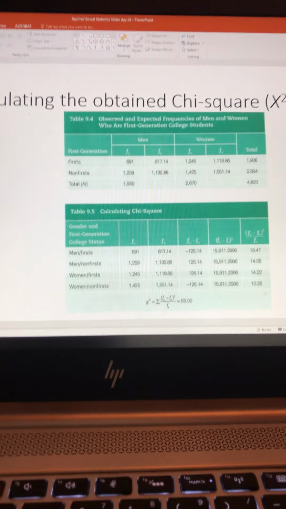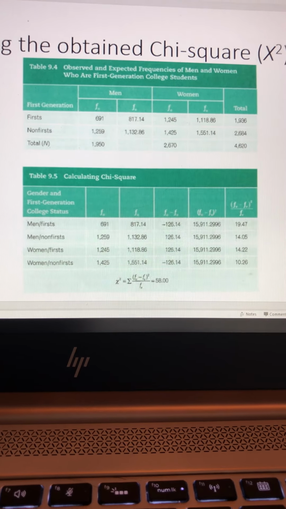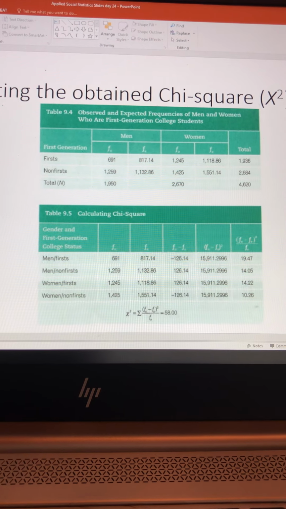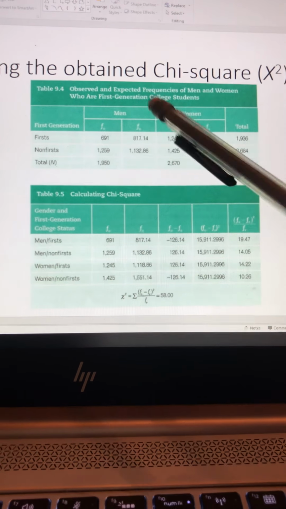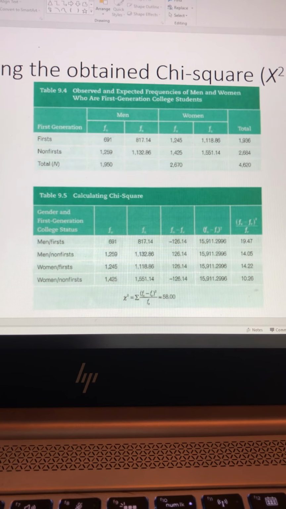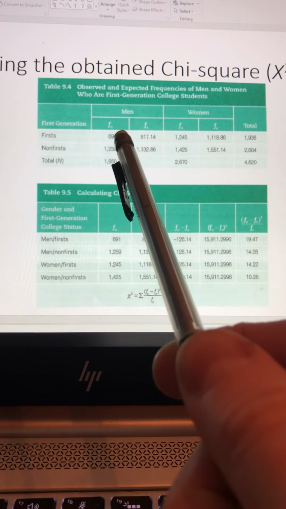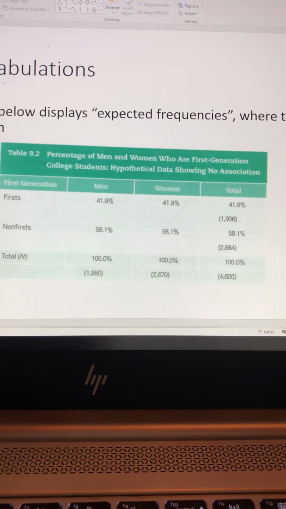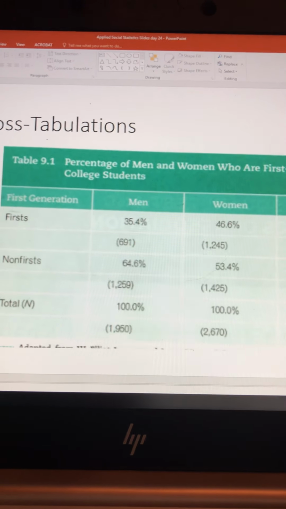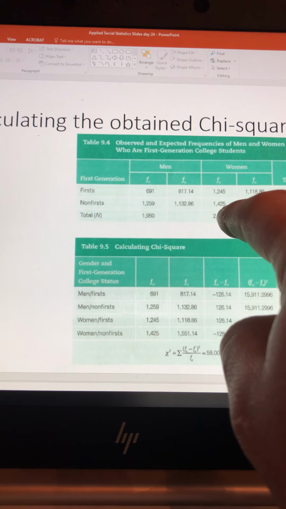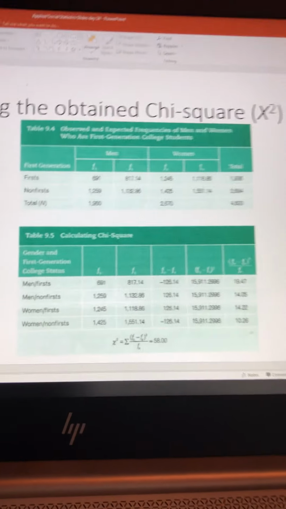Okay, so let's put this up on the screen. Again, this is from your book. So hopefully, if you have questions, you can see it worked out in the book as well. Okay, so take a look here. So here's men and women in terms of observed, expected, observed, expected, okay? So we observed 691 men who were first generation and 1259 men who were non-first. And that came right from here, 691, 1259, that's the observed. Same thing with the observed for women, 1245 first, 1425 non-first, okay?